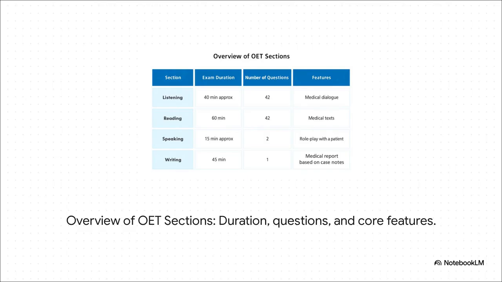So here's the 30,000-foot view. The OET is broken down into 4 key parts, or modules: listening, reading, writing, and speaking. As you can see, they all have their own timing and their own format, but the big idea is that they're all meant to mirror situations you'd actually face in your job. Let's start with the first one, listening.